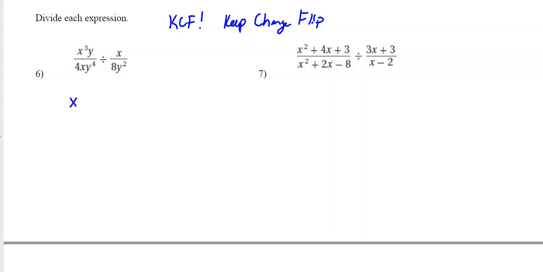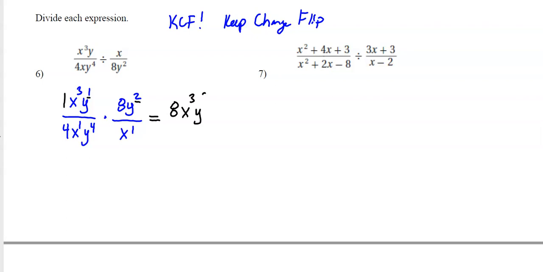So I'm just going to go x to the third times y, which is really y to the first, over 4x to the first, y to the fourth. And this is over 8y squared times x to the first. Now you might be like, well, why is he putting x to the first in there, or y to the first in there? Just because I want you to see that when you multiply powers, you add the exponents. So when I go straight across on the top, this is really a 1. So 1 times 8 is 8, x to the third. And then I have y to the first and y to the second. So that's going to give me y to the third.